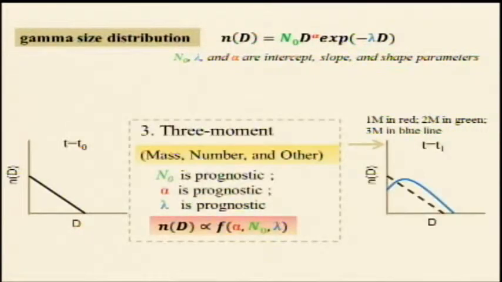So I think the gamma distribution is more appropriate. The smaller sizes will decrease with time. Actually, the size distribution can get narrower by condensation. So this is the gamma type of distribution.